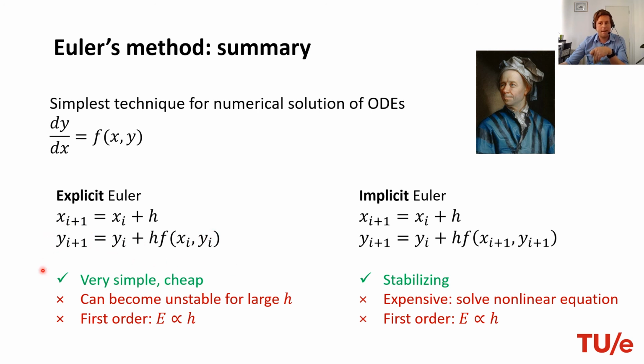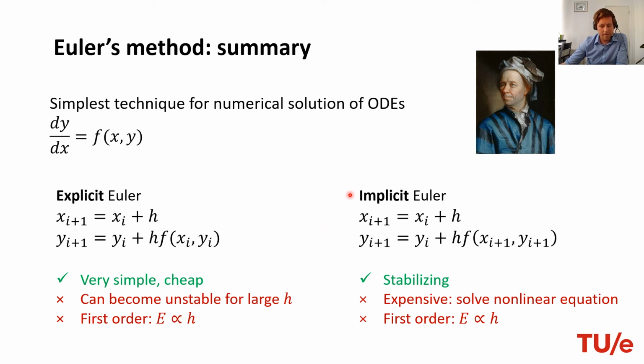But the downside is that this rather easily becomes unstable for large h. Also, a downside is that it is not very accurate. It's only first order, so the global truncation error that we observe at a specific step is proportional to h.